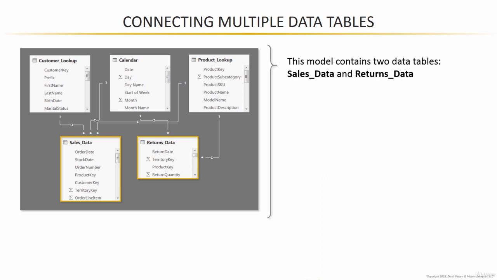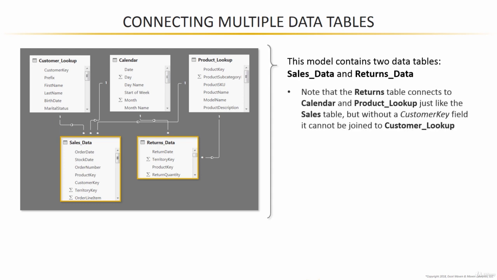But take a minute and look at the relationships here. What you'll notice is that the sales data is connected with one-to-many relationships to all three of the lookups, customer lookup, calendar, and product lookup. But the thing is, the returns data is only connected to the calendar and the product lookup. We don't have any way to connect returns data to customer lookup since we don't have a foreign customer key.